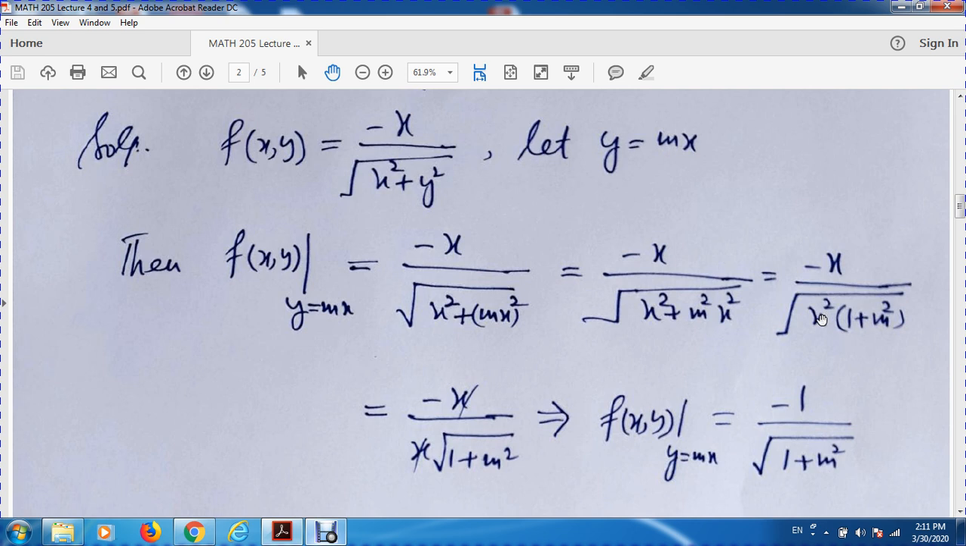If you take the square root of this, the square and square root will cancel, so it will be only x, and 1 plus m squared will remain in the square root.